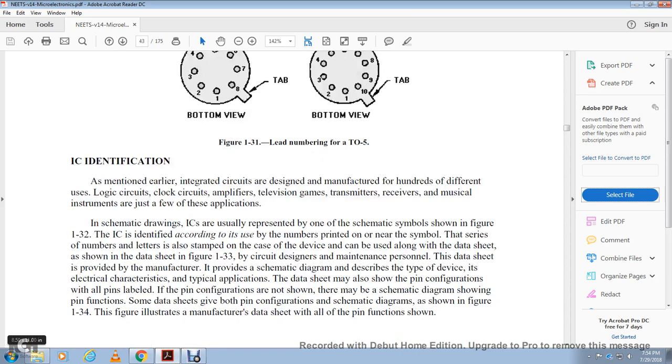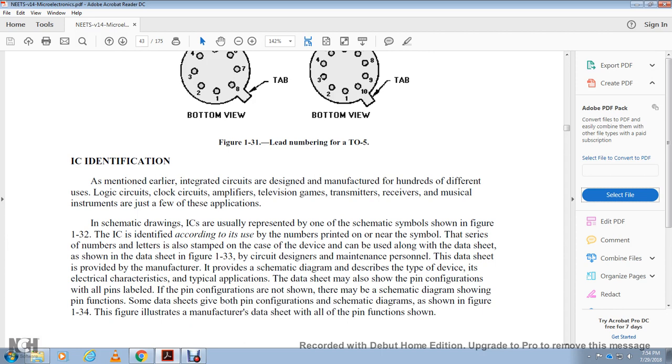Integrated circuit identification. As mentioned earlier, integrated circuits are manufactured in hundreds of different types, such as logic circuits, clock circuits, amplifiers, television, transistor receivers, and musical instruments, and they are used in the schematic diagram. The integrated circuit is usually represented with a schematic symbol, shown in figure 132, and is identified with the letter U and a number printed near the symbol, with a series of numbers and letters. The letter K can be used along with the dash U, as shown in figure 133.